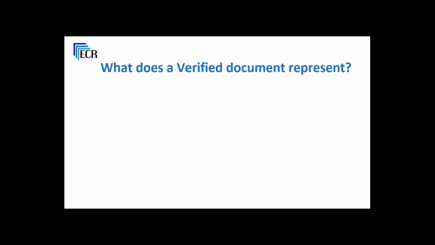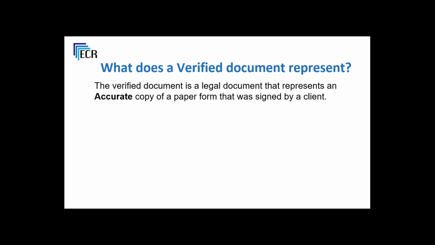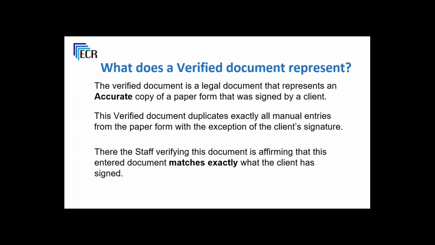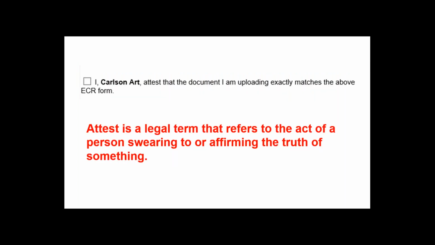Now, what does a verified document represent? The verified document is a legal document that represents an accurate copy of a paper form that was signed by a client. This verified document duplicates exactly all manual entries from the paper form, with the exception of the client's signature. There, the staff are verifying this document and they are affirming that this is entered exactly the way it appears on that piece of paper.